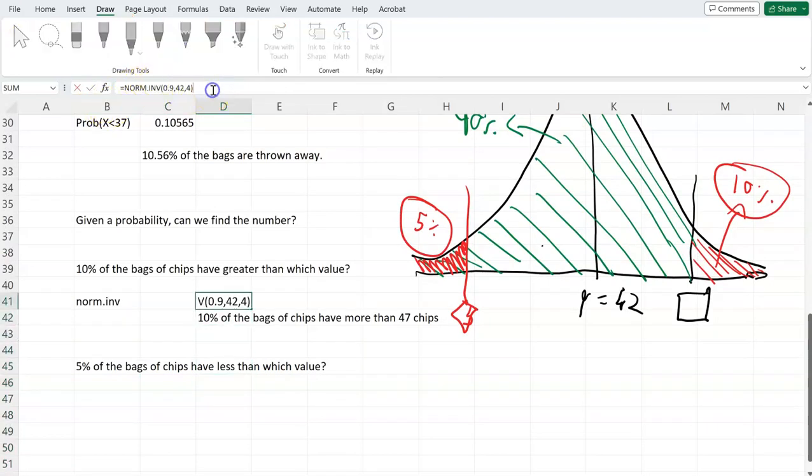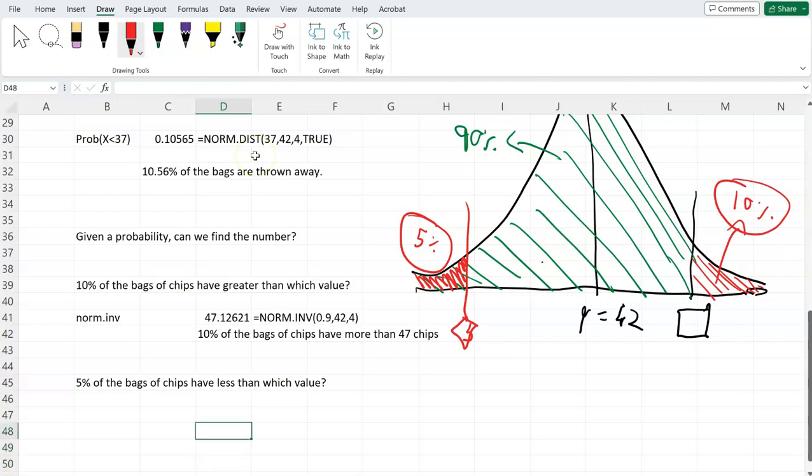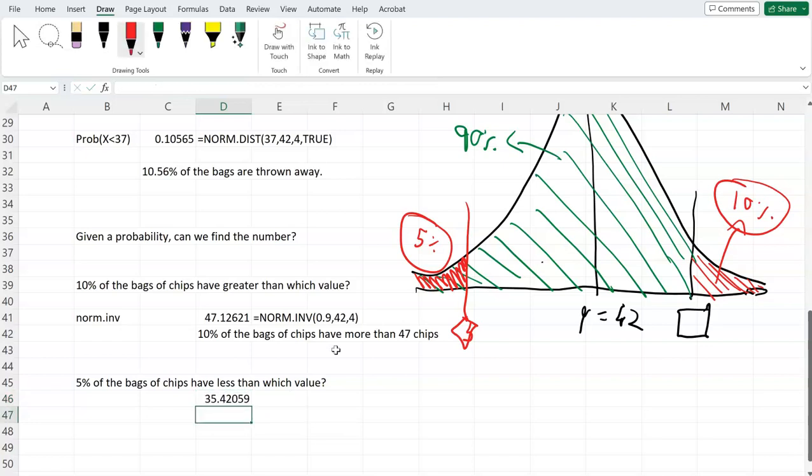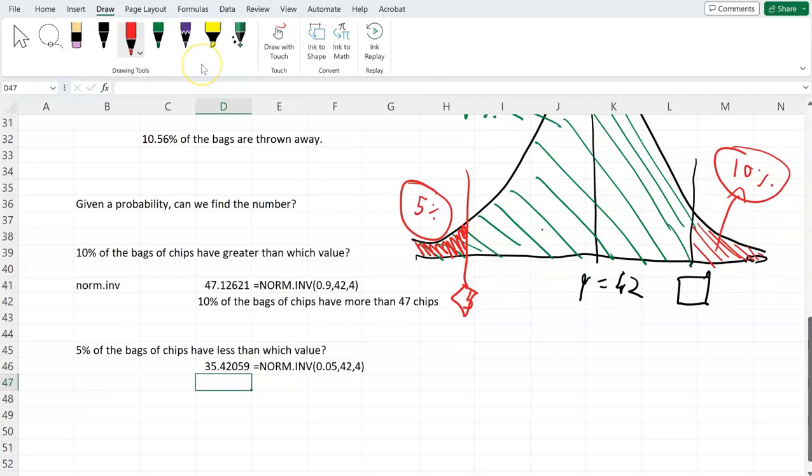Let me actually copy this formula. So in that case, what is the proportion? It would be just equals norm.inv. The probability is going to be 0.05. The mean is 42. Standard deviation is 4. And we find 5% of the bags of chips have less than 35.42. So we will say 5% of the bags of chips.